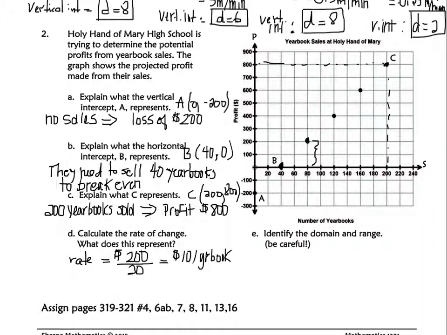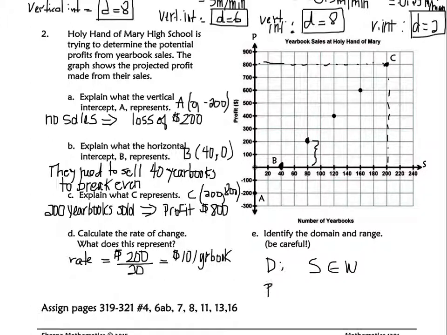And identify the domain and range. In this case, our domain, be careful, because you can't have half yearbooks or sales of halves or quarters or anything like that. So the sales would have to be bigger than or equal to 0, but would have to be a whole number. Or you can just say S is a whole number, which is simple enough. You don't need to say bigger than or equal to 0, because a whole number will cover that.